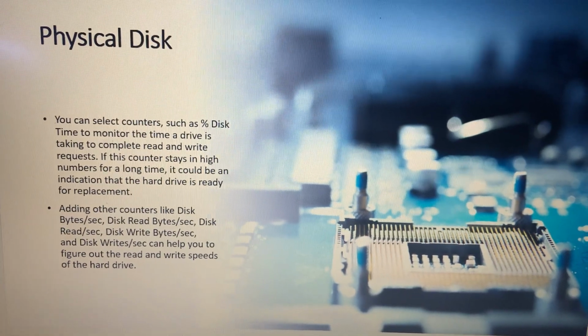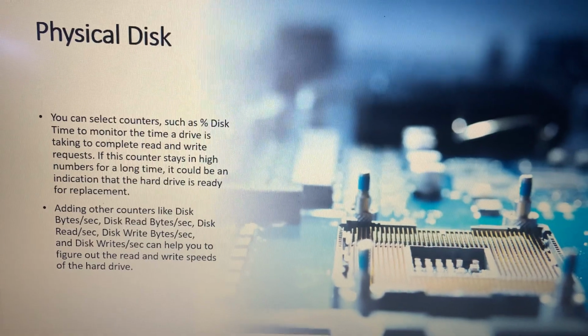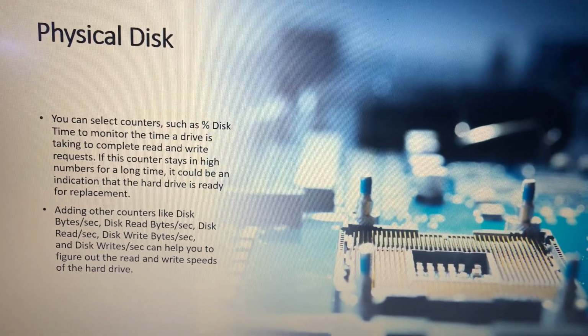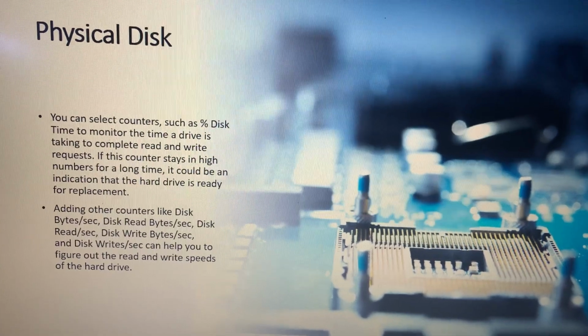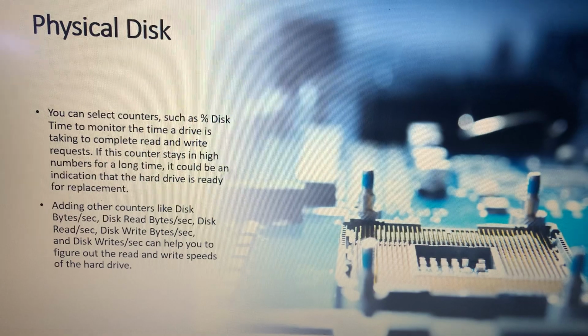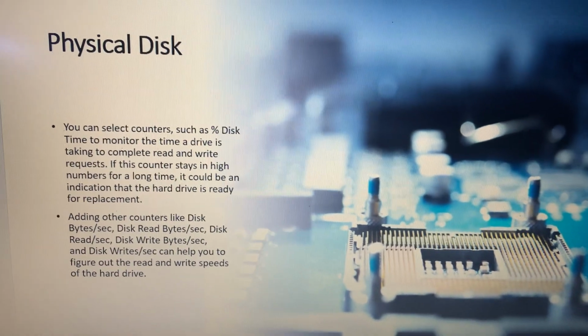Adding other counters like disk bytes per second, disk read bytes per second, disk reads per second, disk write bytes per second, and disk writes per second can help you to figure out the read and write speed of the hard drive.